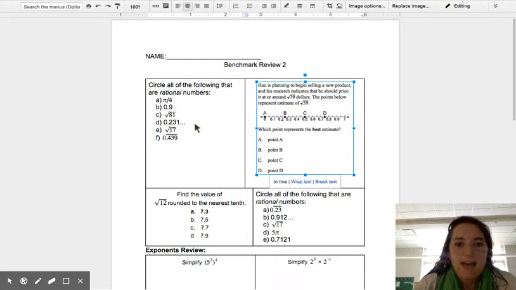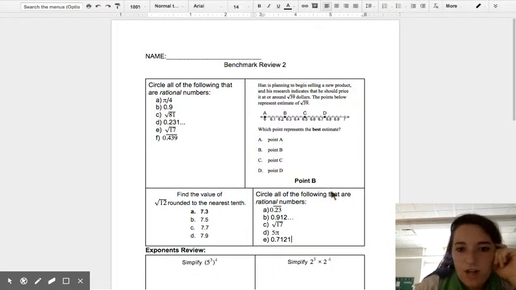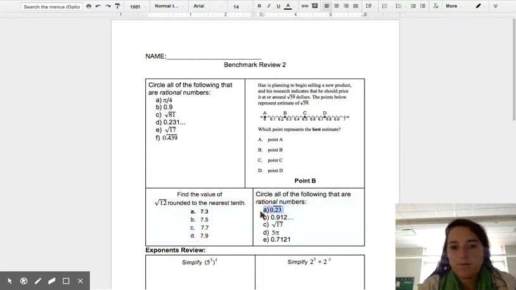All right, now for our last one, we have circle all of the following that are rational numbers. Again, if it is a repeated decimal, rational, yeah, because it can be written as a fraction. As a bonus, how could I write this as a fraction? It would be 23 divided by 99.